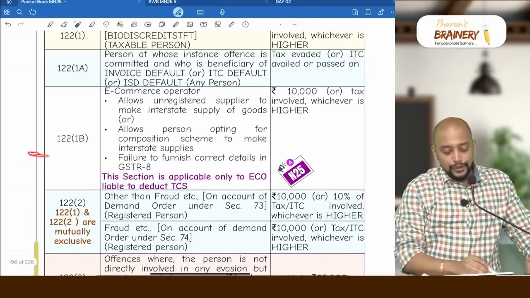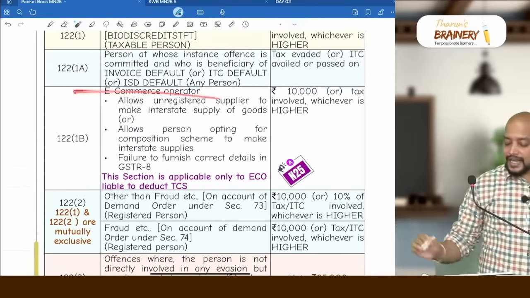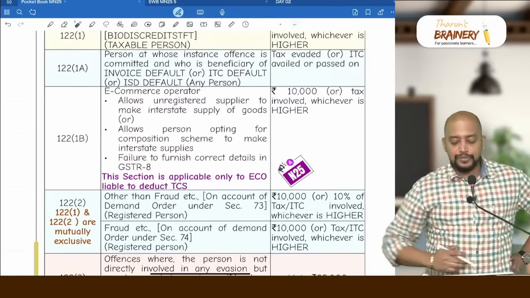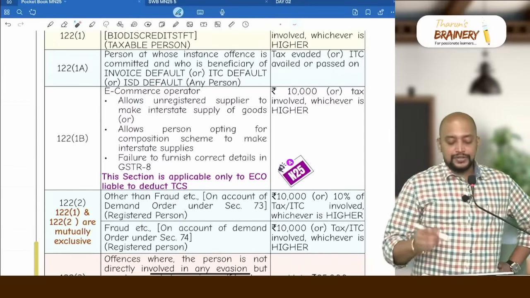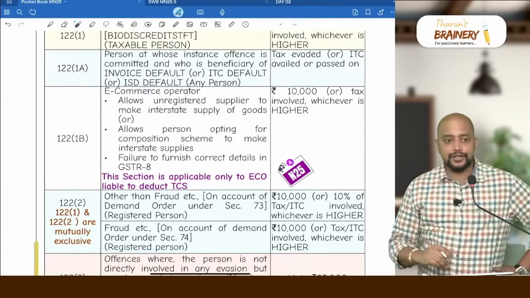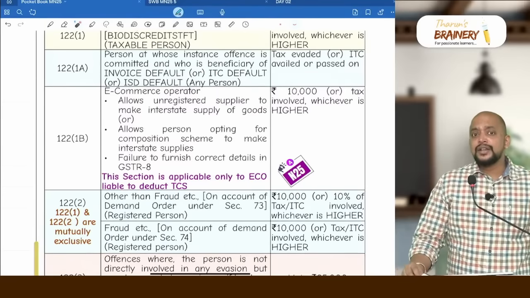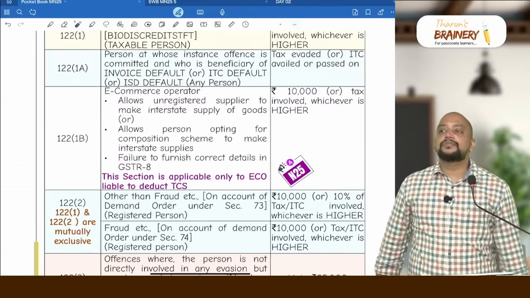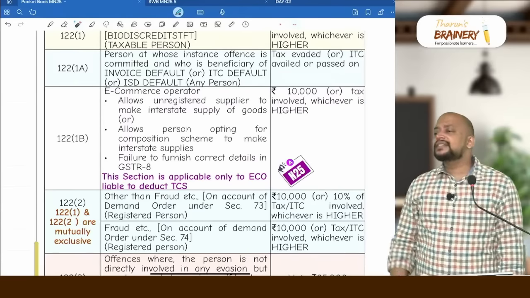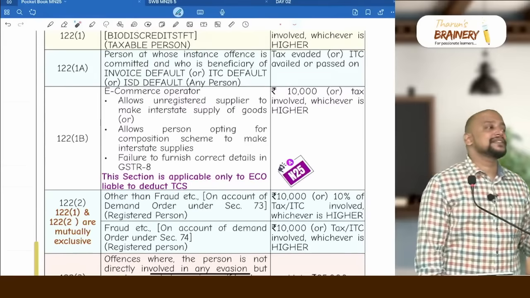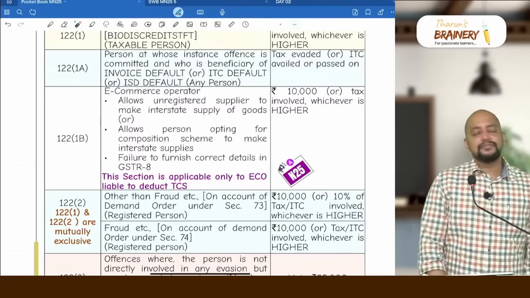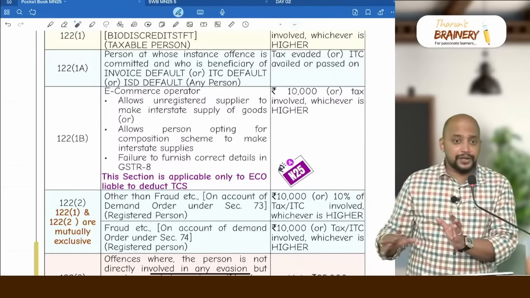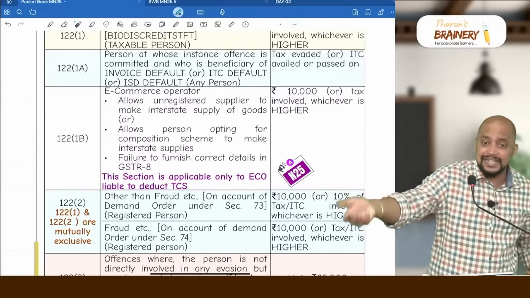Then next, 122(1)(b). 122(1)(b) is on the e-commerce operator. So what will that e-commerce operator be doing? Allowing an unregistered supplier to make interstate supply of goods, and there are certain compliances to be followed by the e-commerce operator. When the supplier is unregistered, he should not allow that supplier to make interstate supplies. So can an unregistered person make supply through an e-commerce operator? Yes. Every supplier of goods through an e-commerce operator is compulsorily required to get registered. However, we have a relaxation. If I am making only intrastate supplies, I am not compulsorily required to get registered. I need to register only when aggregate turnover exceeds the threshold limit.